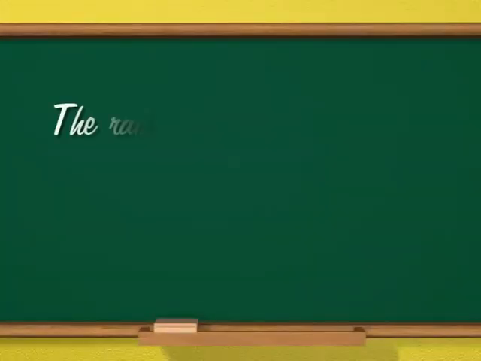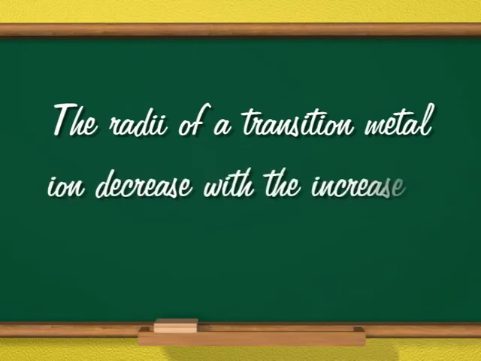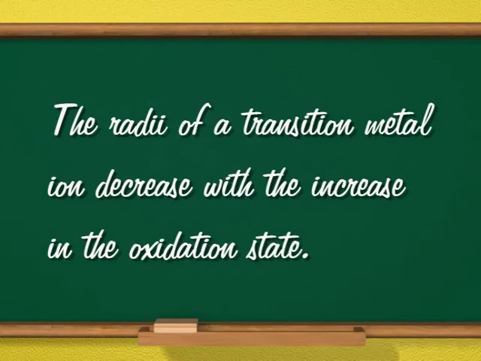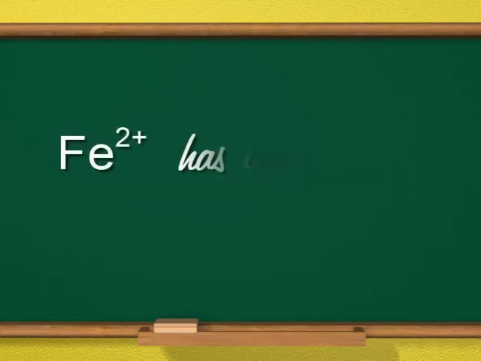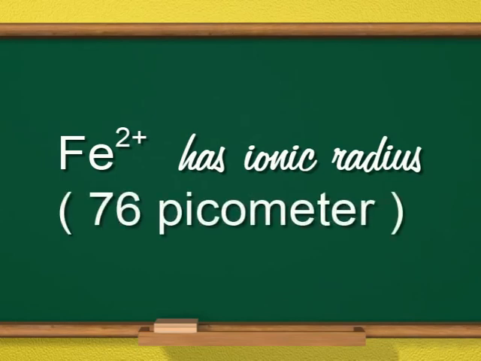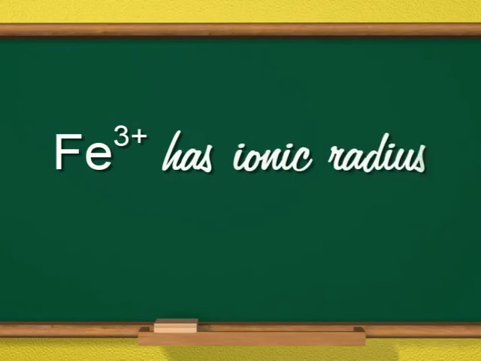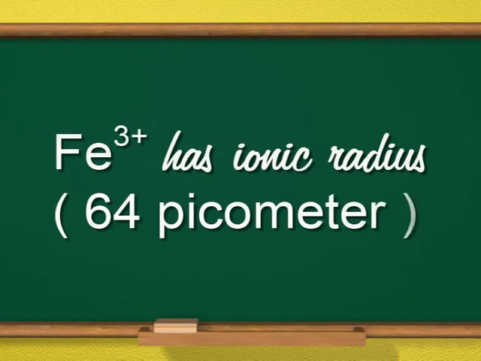Also, the radii of a transition metal ion decrease with the increase in the oxidation state. For example, ferrous ions or Fe2+ has ionic radius which is equal to 76 picometer, and ferric ions or Fe3+ has ionic radius which is equal to 64 picometer.